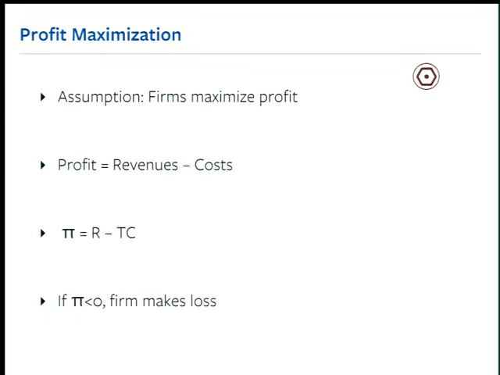So in math or science terms, we write this as profits is simply revenue minus total costs, right? The way we write a firm making positive profits is if revenues, price times quantity, you take in more money than you spend, right? If revenues are greater than total costs, you make a positive profit. If revenues are less than total costs, you make a negative profit. So if profits are negative, the firm makes a loss.